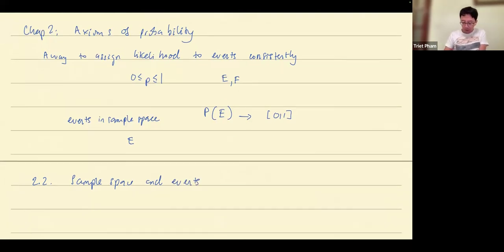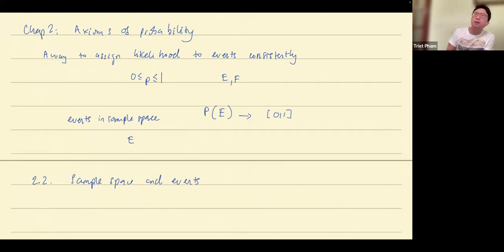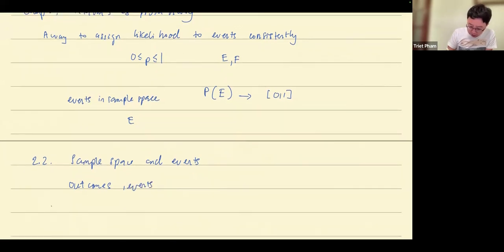It's not super rigorous, but it's rigorous enough. So first of all, you should pay attention to the keywords. I guess it's really outcomes and events. You don't have to really pay attention to sample space as much. But basically, when you do an experiment, you will have outcomes.